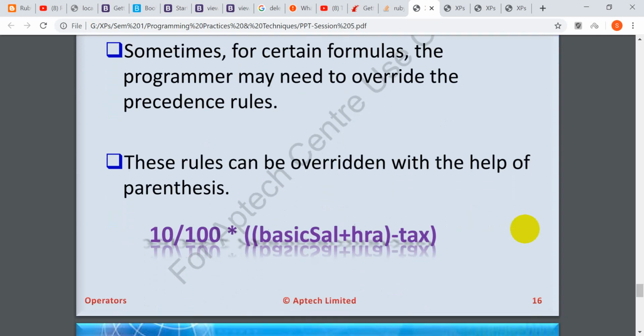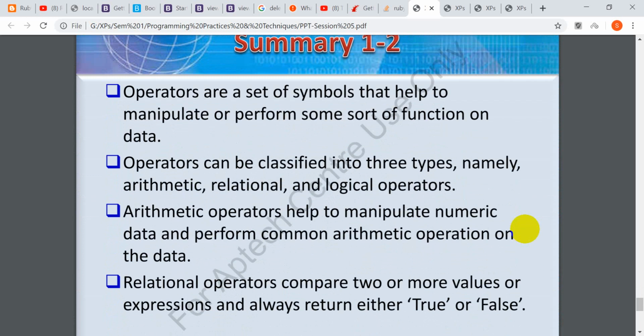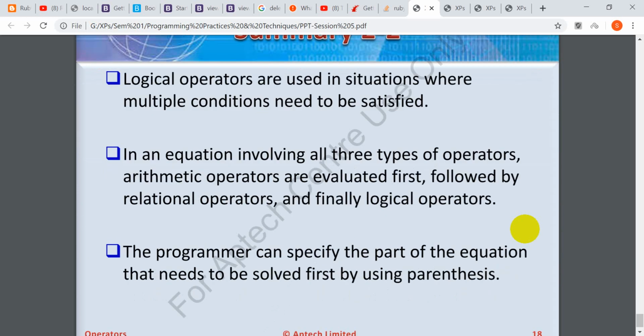Do you understand? So, summary: operators are a set of symbols that help to manipulate data. Operators can be classified into three types, namely arithmetic, relational, and logical operators. Relational operators compare two or more values. Expressions are always evaluated as either true or false. Logical operators are used in situations where multiple conditions need to be satisfied.